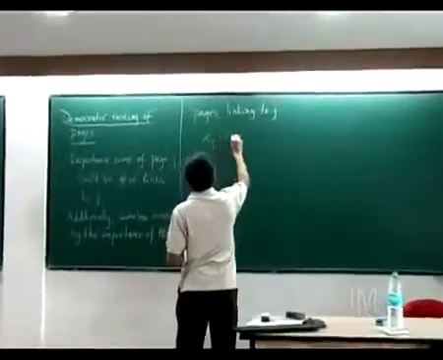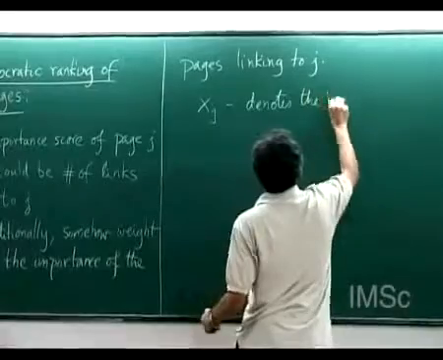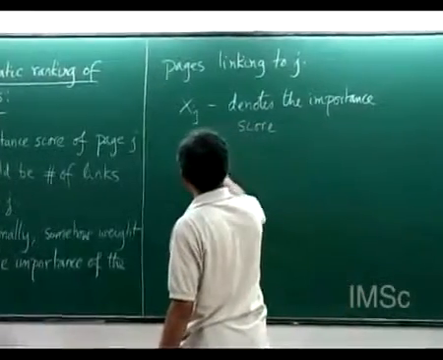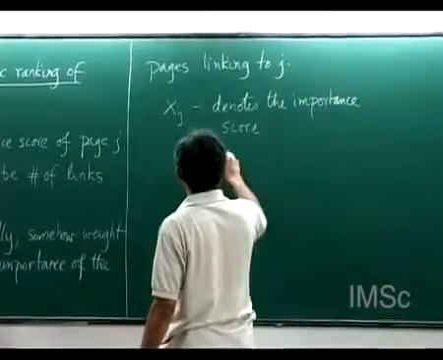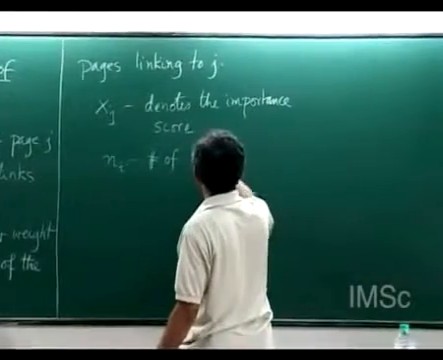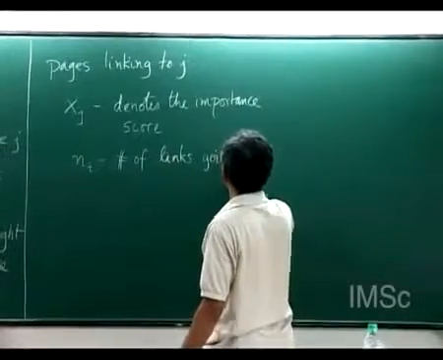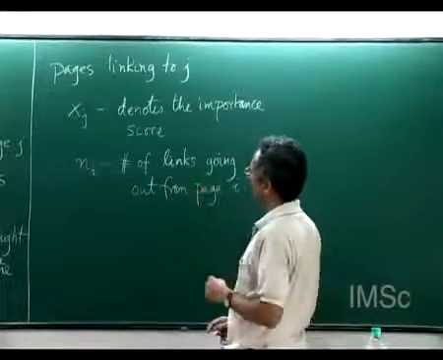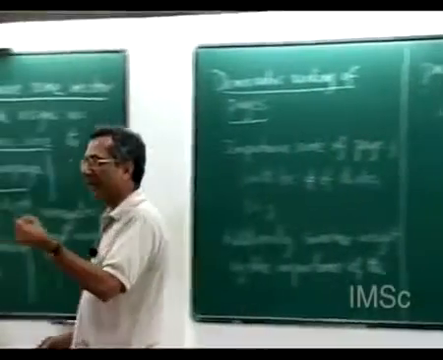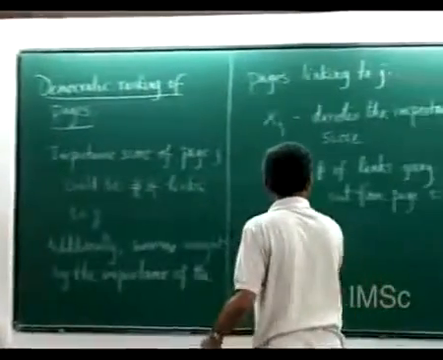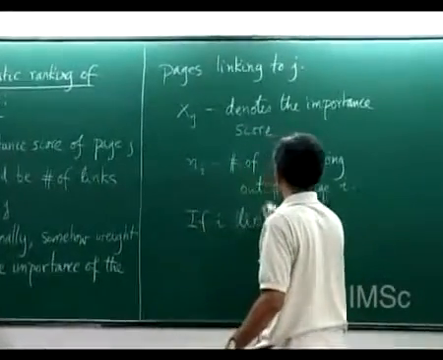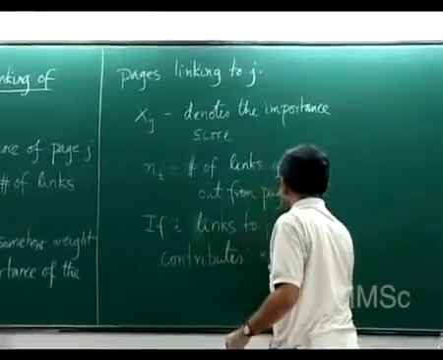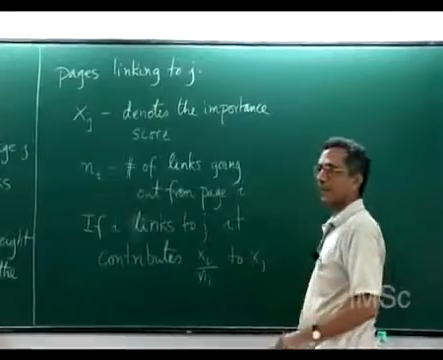So let's say that xj denotes the importance score. Then what we are talking about is, let's say ni is the number of links going out from page i. And suppose page i points to page j, then the contribution of page i to page j should be xi divided by ni. Okay. So if i links to j, it contributes xi divided by ni to xj.